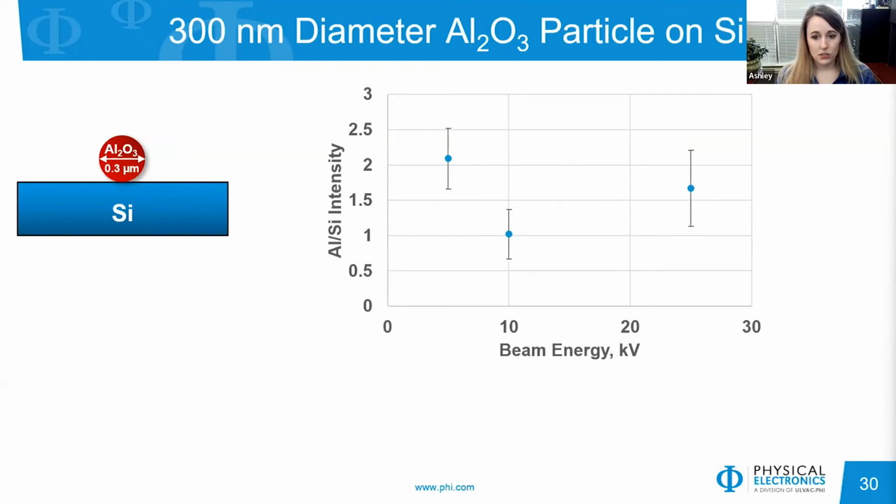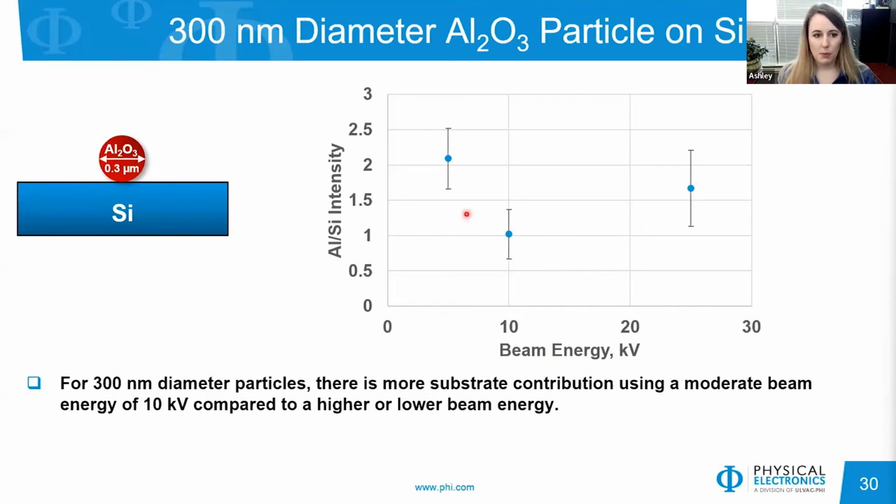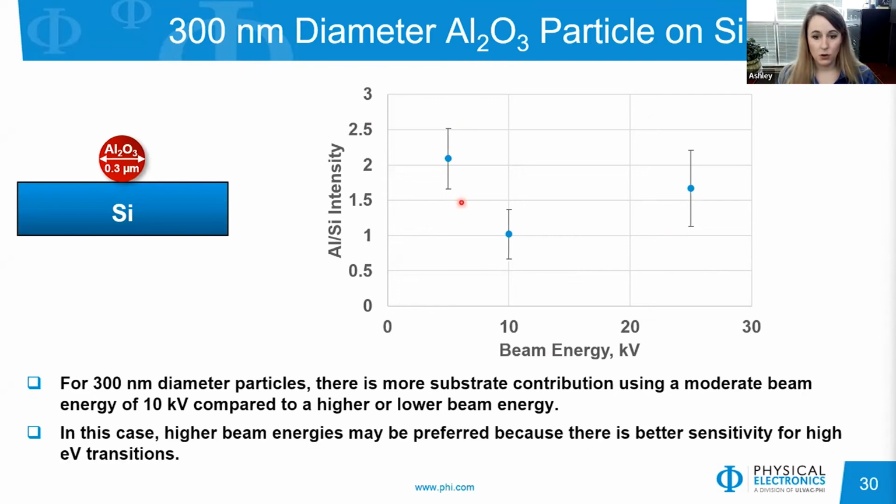What about smaller particles? As the particle size decreases, the story begins to change. Here, in the case of a 300 nanometer diameter particle, we see more substrate contribution using a moderate beam energy of 10 kV compared to higher or lower beam energies. In this particle size range, a higher beam energy may be better than a lower beam energy because there is a higher Auger electron yield for the high eV transitions using a higher beam energy. This will be made evident later in the presentation as well.